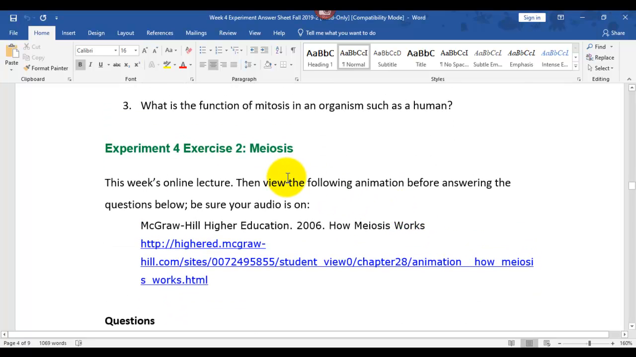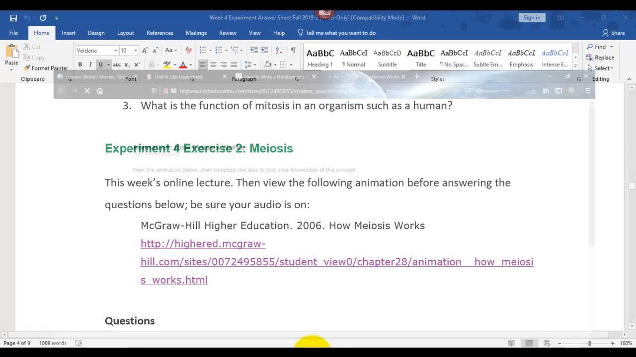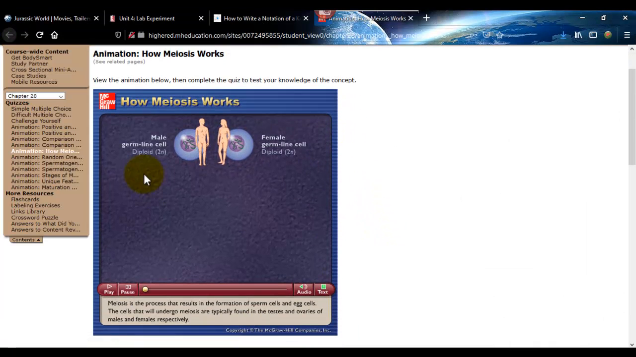Meiosis. Now, I'm going to hit the control click. See how long this takes. It's going to take you to a website. Now, oddly enough, in the bonus lesson for this section, I had this exact video. So I would like you to watch this video. I go through the same thing with you.